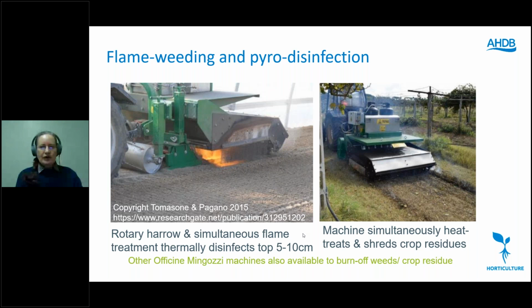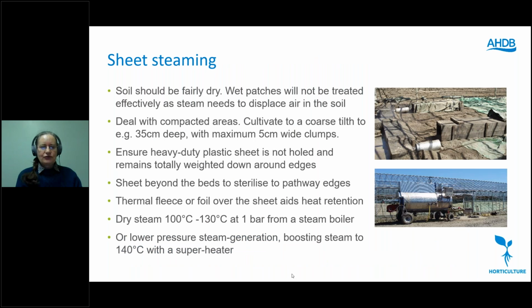So moving on to other aspects of heat treatment, sheet steaming, of course, has been around for quite some time. You can see here it being laid out with the pipes coming from the steam boiler, and that green sheet will be pulled over and weighted down at the edge. So before you start putting that down, you will have made sure that the soil is fairly dry, so adjust your watering before the last crop. Wet patches can't be treated because the steam needs to push through the air.